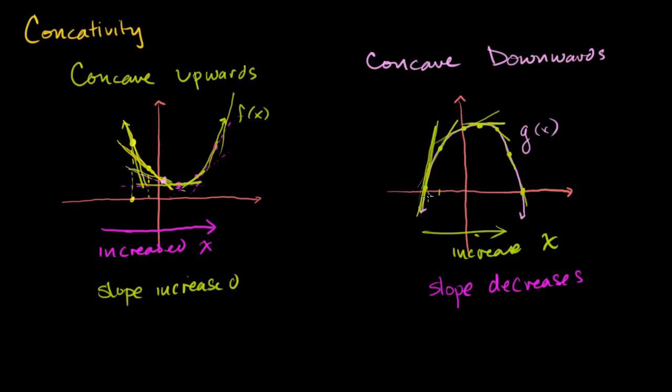I want to make that very clear. The slope was very positive. This doesn't mean that the slope is negative. It's just saying that over the entire interval, the slope continues to decrease. It goes from very positive to less positive to less positive to 0 to slightly negative to more negative to very negative. So it just decreases the whole time. In concave upwards, it increases the whole time.